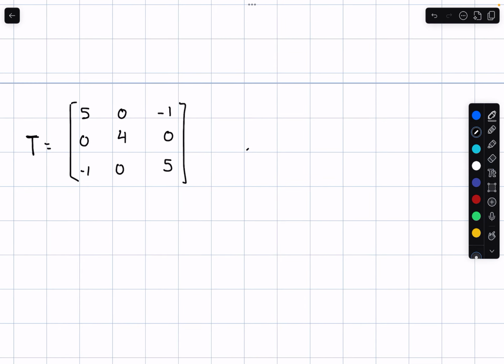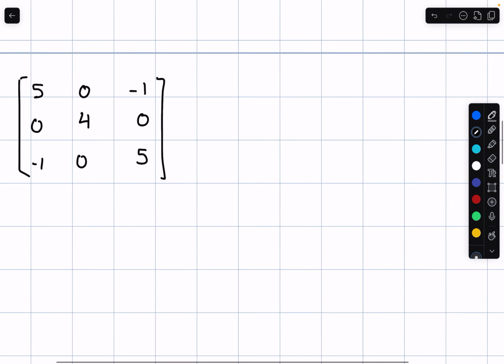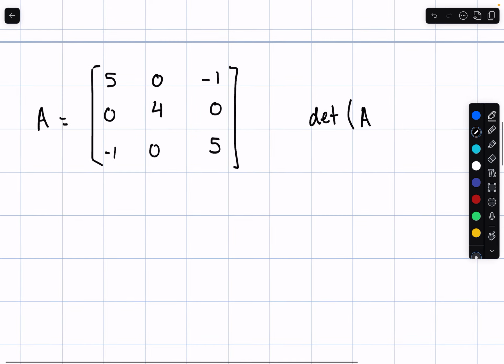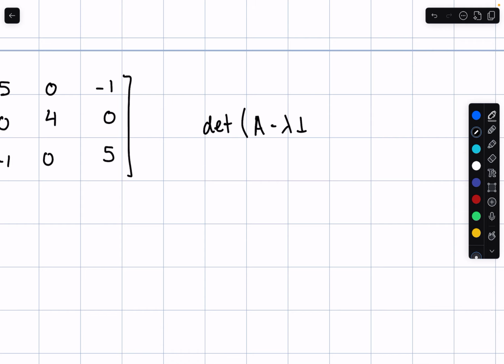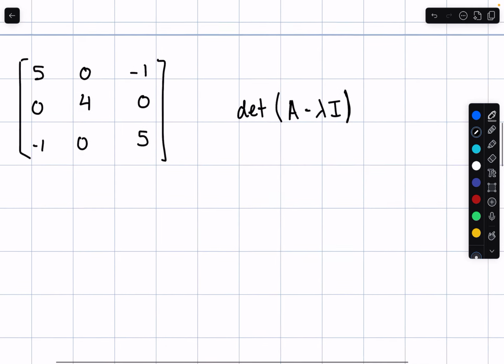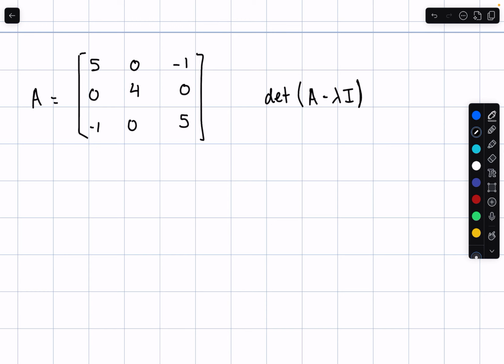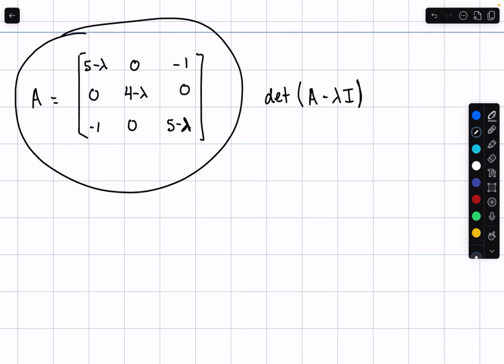So the vectors that just get stretched, how much do they get stretched? So what we want to do is we want to find the determinant of, we'll call this A minus lambda I. And so what that means is that we want to find the determinant when we subtract lambda from the diagonals. So we're now looking for the determinant of this matrix here.